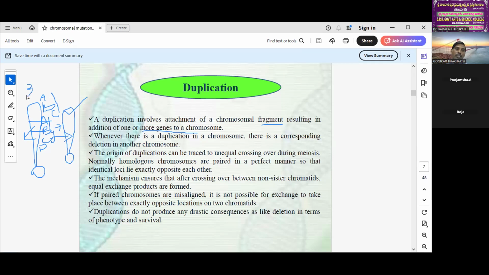For example, before it is 30, both the homologous chromosomes contain 30 genes. But in this one, minus 3 is there, so it becomes 27 genes. It becomes 30 plus 3, 33 genes. That means the changes observed in the genetic information are represented by the gene number only. So in this chromosome, the gene number is increased. In another haploid complement, the gene number is comparatively low. So whenever there is a duplication in a chromosome, there is a corresponding deletion in another chromosome.